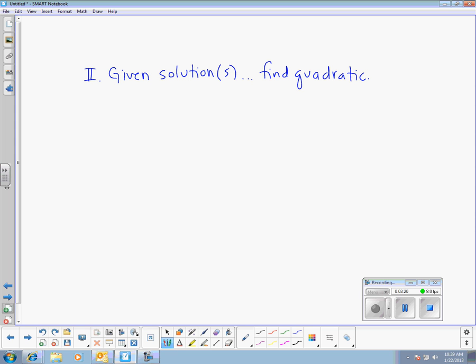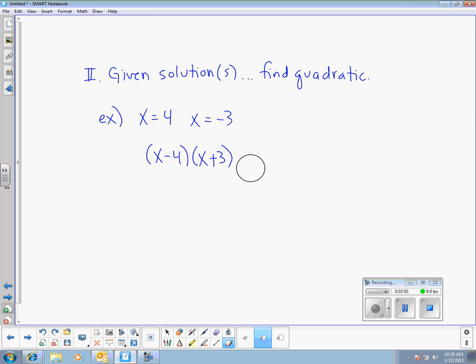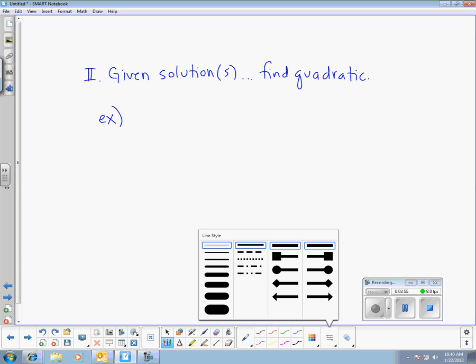If they give you two real solutions like this, 4 and negative 3, we have talked at length about how the solutions and the factors of a quadratic are connected. If they give you 4 and negative 3, then your two factors are x minus 4 and x plus 3, the opposite signs of what they have. And then you would FOIL that out and get the quadratic that goes with it. So I'm not going to do that, because that's really old stuff.